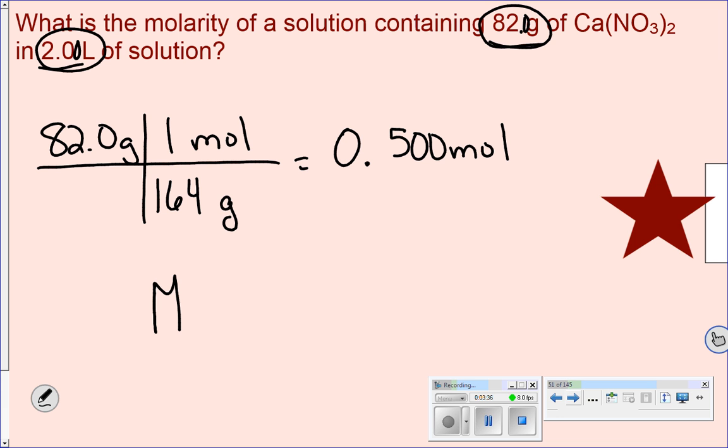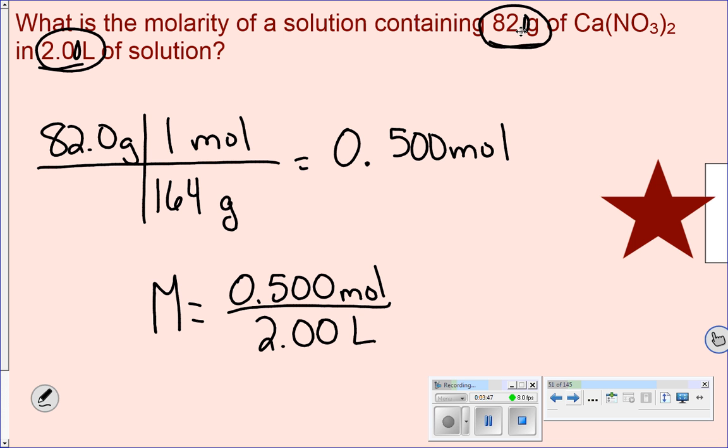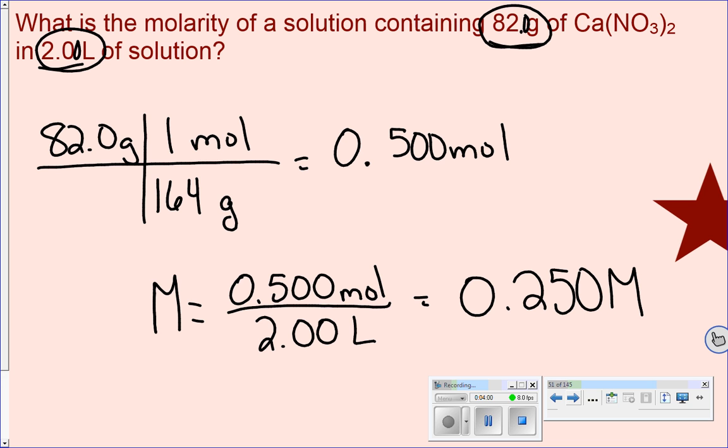So to calculate my molarity, I'm going to plug my 0.500 moles in over my number of liters, which is 2.00. And when I divide these out, I get a 0.25 molar solution. Again, I don't really have my proper number of sig figs up here. They don't really agree with the packet, so I apologize for that.